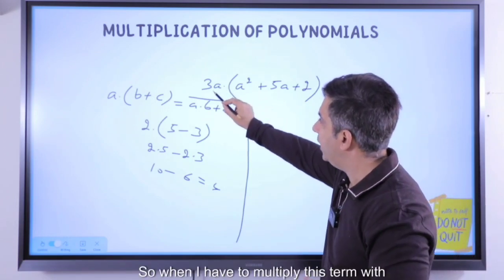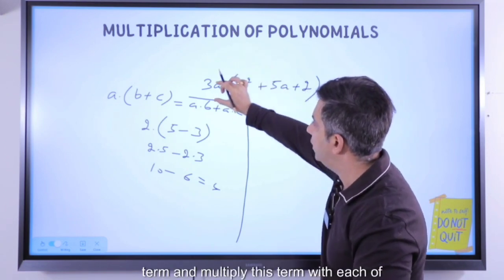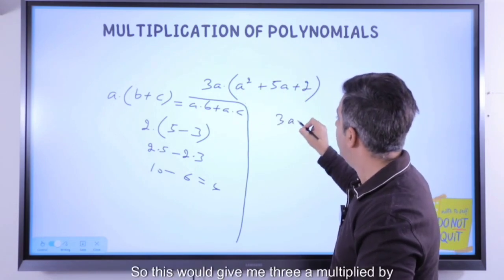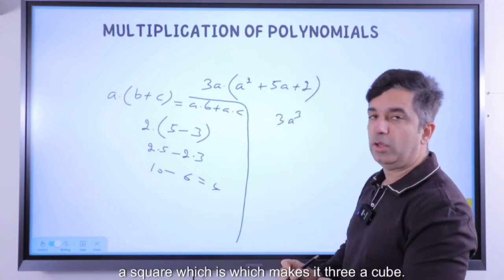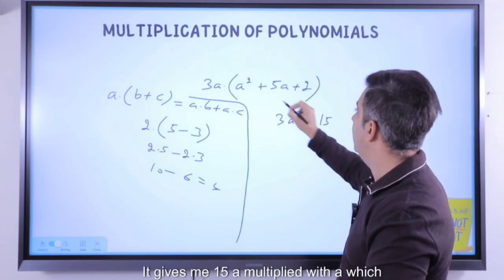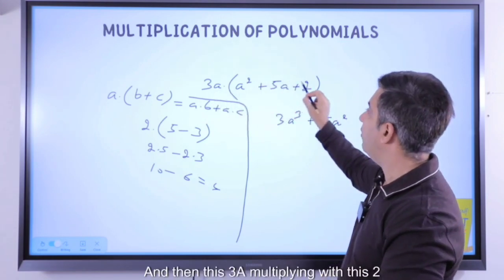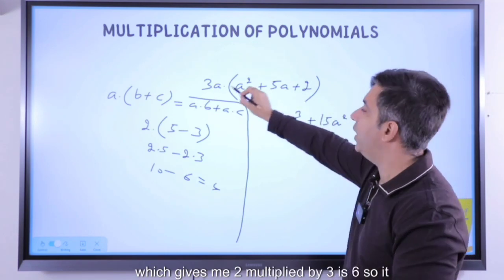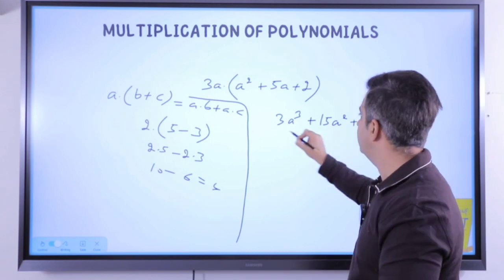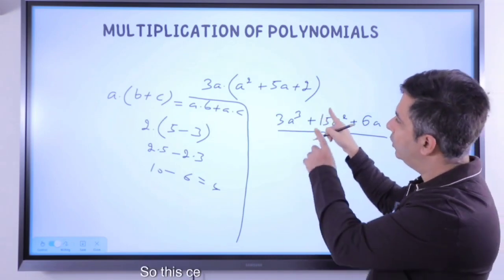So when I have to multiply this term with this entire expression, I'll just take this term and multiply it with each of them individually. So this would give me 3a multiplied by a square, which makes it 3a cube, plus 3a multiplied with this 5a, it gives me 15, a multiplied with a, which leaves me with a square, and then this 3a multiplying with this 2, which gives me 2 multiplied by 3 is 6, so it makes it 6a over here. This would be my final answer of this expression.